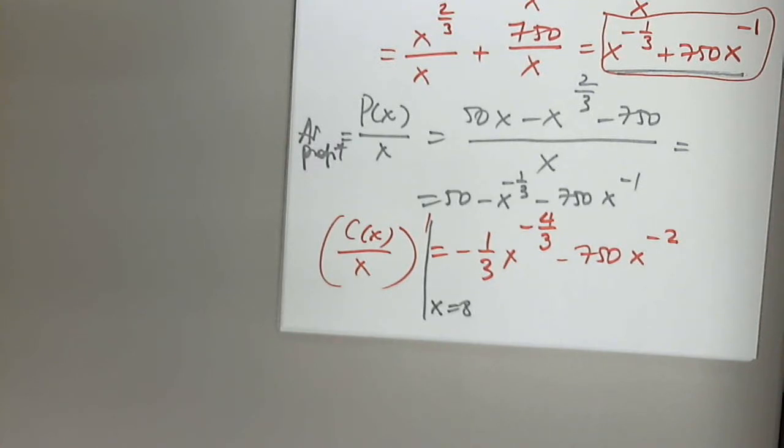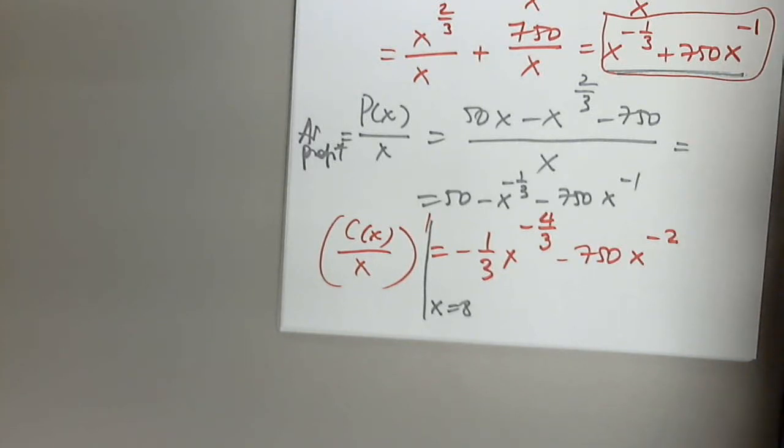So let's put this in the graphing calculator from scratch. So I see negative 1/3. You know me, I put everything in parentheses. Negative 1/3 multiplied by, in parentheses, 8. Close the parentheses, caret for the power, in parentheses, negative 4/3. You have to put in parentheses because it's negative and it's a fraction. And then minus 750, and in parentheses, 8, close parentheses, caret. You know me, I put parentheses because it's a negative number. And it's negative 2.